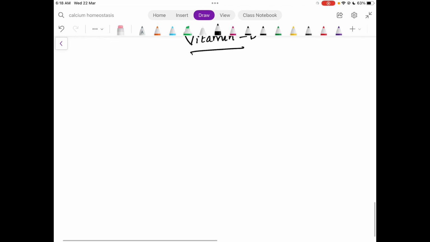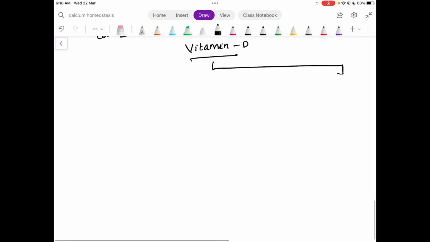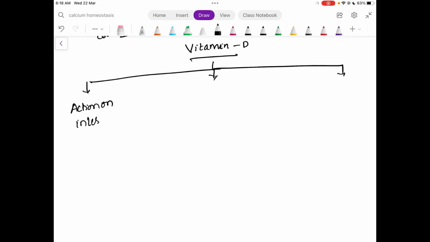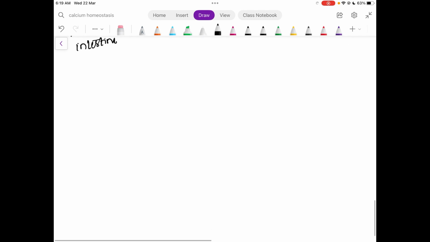Vitamin D. What will vitamin D do? It will act on three organs: intestine, bone, and kidney. Now we'll see each one of these in detail. First, action on intestine. What will happen in intestine? How will it help in absorption of calcium?